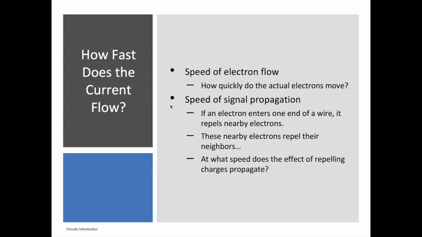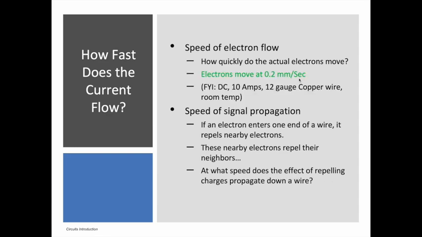Speed of signal propagation is a little more unusual. Imagine if an electron enters one end of the wire, its charge repels nearby electrons. Those nearby electrons repel their neighbors further down the wire. So this notion of signal propagation is the idea of the speed at which the effect of these repelling charges propagates down a conductor.